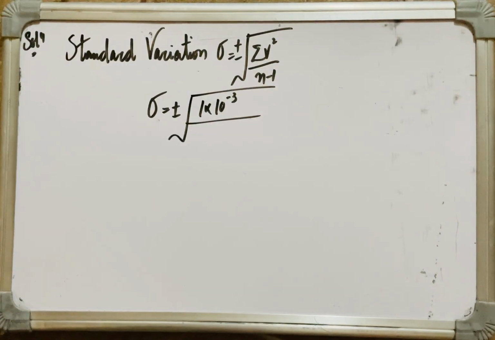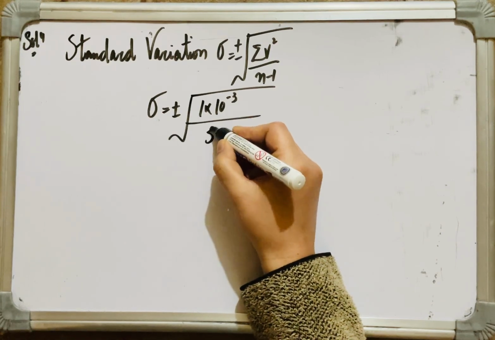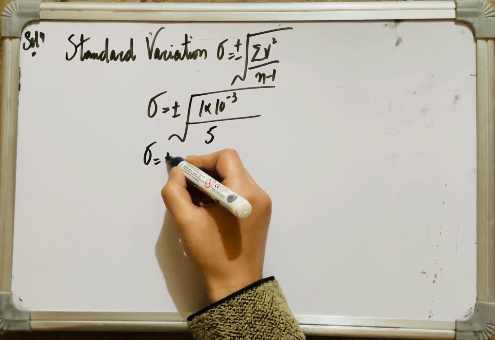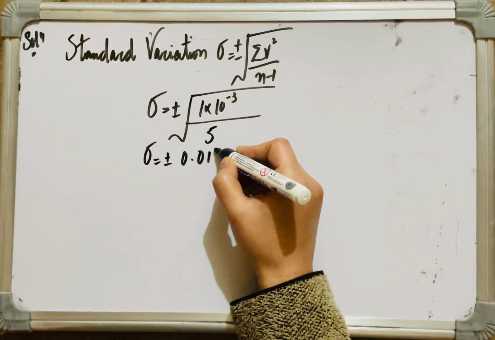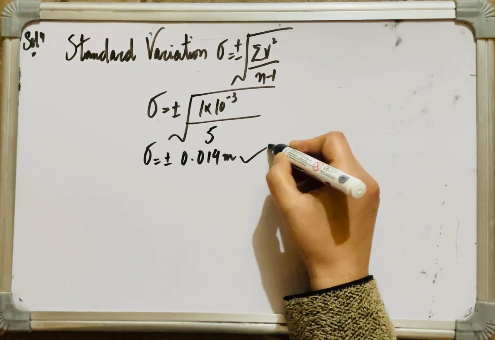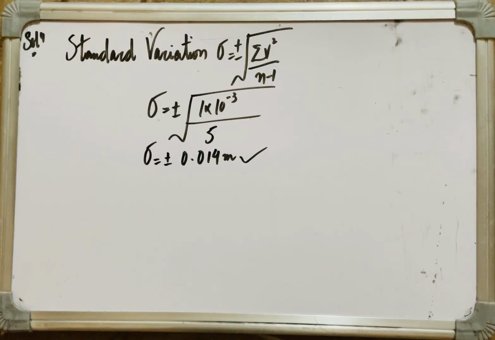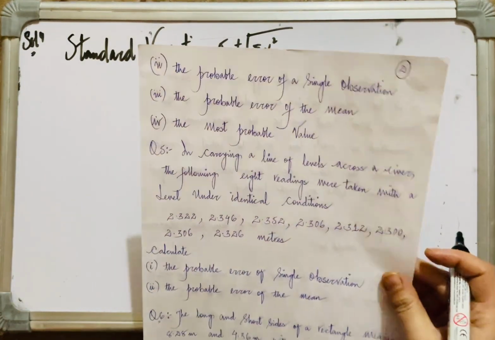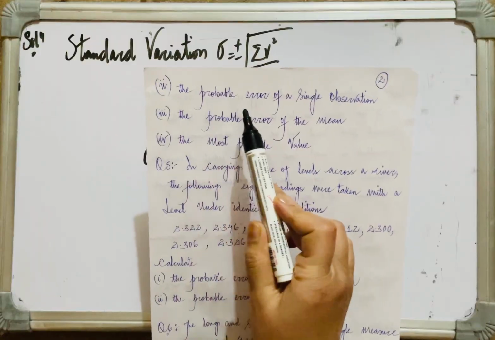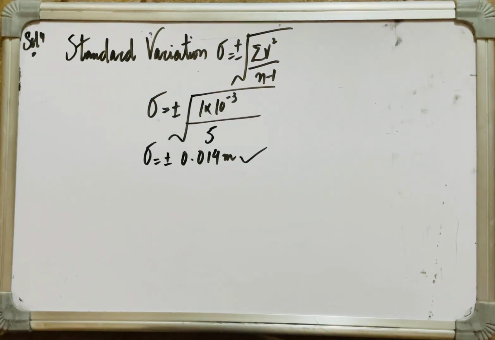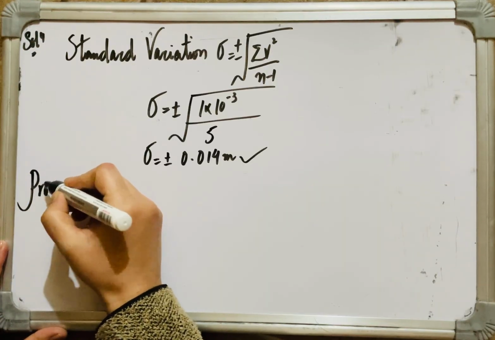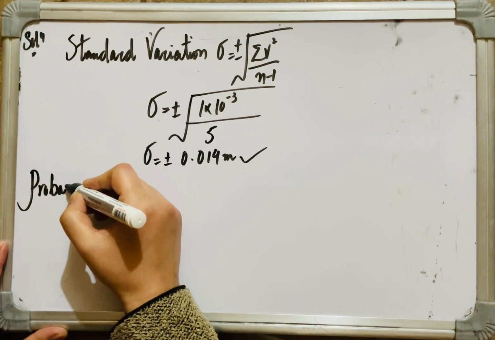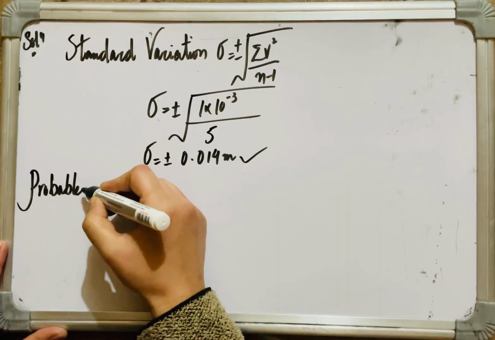N minus 1. How many measurements have been taken? 6 measurements have been taken. So n minus 1 is 5. By calculation, sigma is equal to plus minus 0.014 meters. So we calculated the first part. The second part is asking us to calculate the probable error of a single observation. The probable error of the single observation is equal to the most probable error.